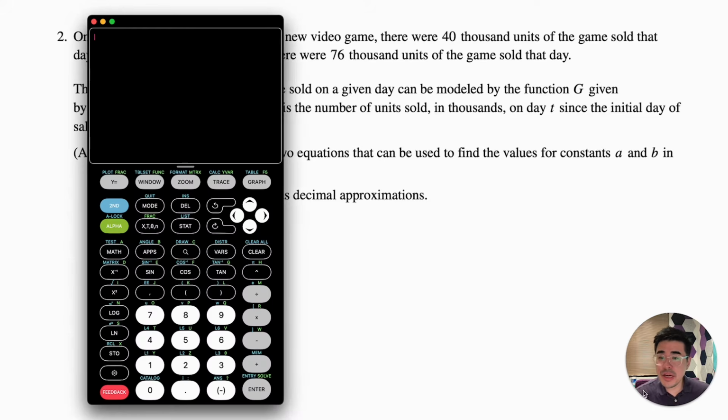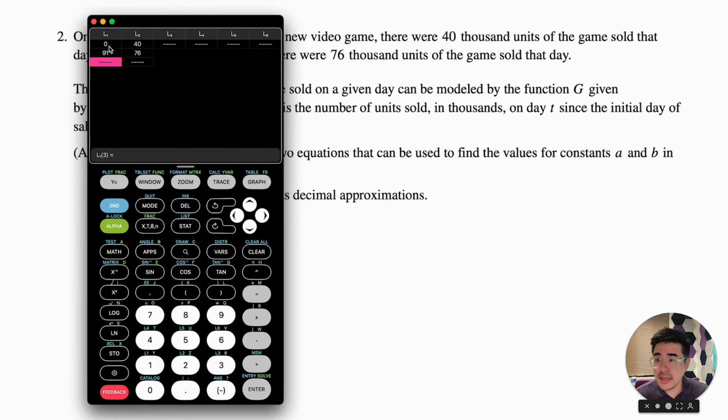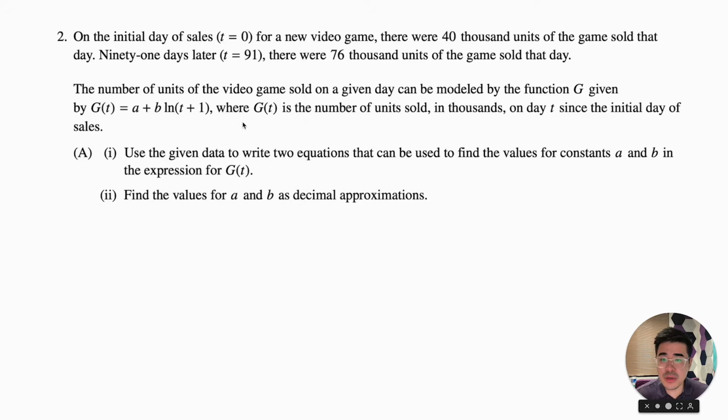Okay, so we're going to use our calculator here. So we're going to calculate a log regression. What we're going to do is we're going to go to Stat and then Edit and put the numbers into L1 and L2. Notice how the question said that it's in terms of the number of units sold in thousands, so I don't need to plug in 40,000.